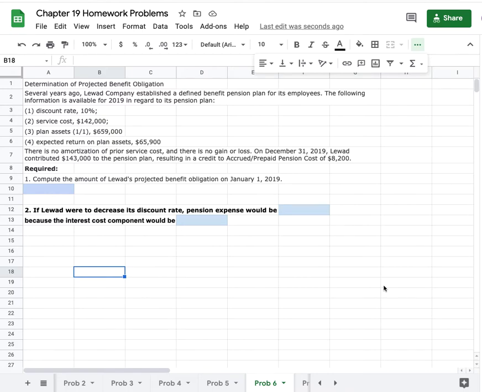Termination of a projected benefit obligation. Several years ago, Leewad Company established a defined benefit pension plan for its employees. The following information is available for 2019 in regard to its pension plan.